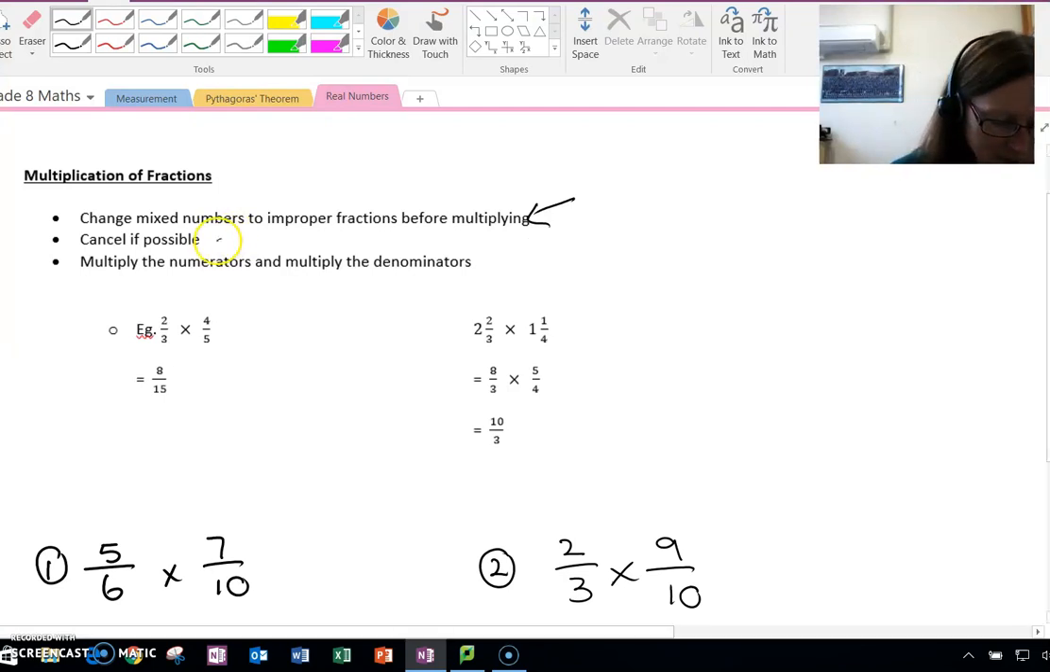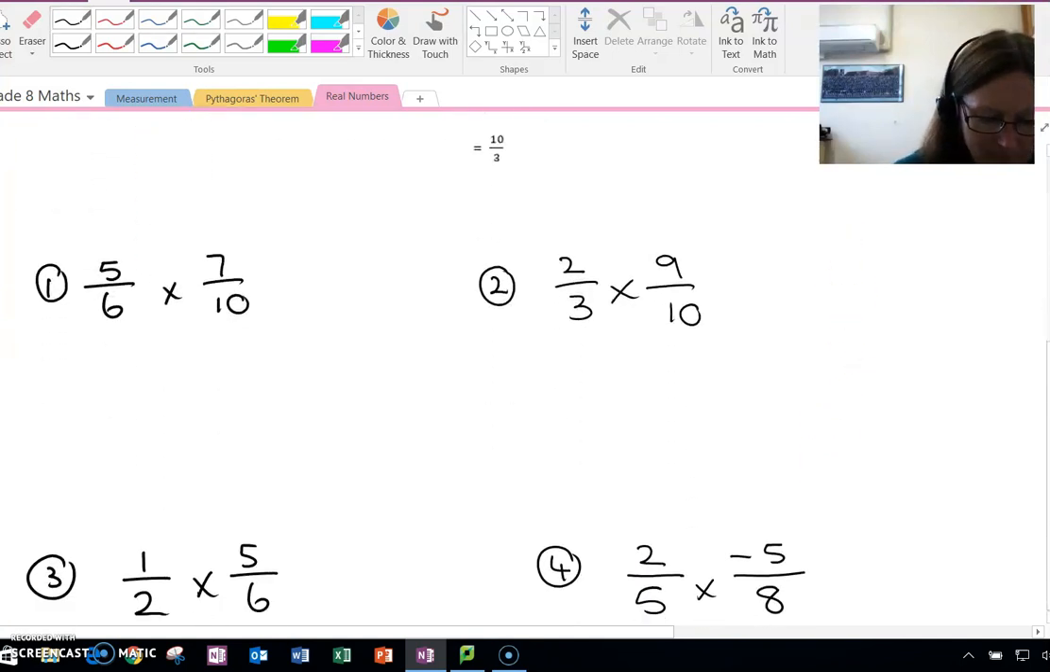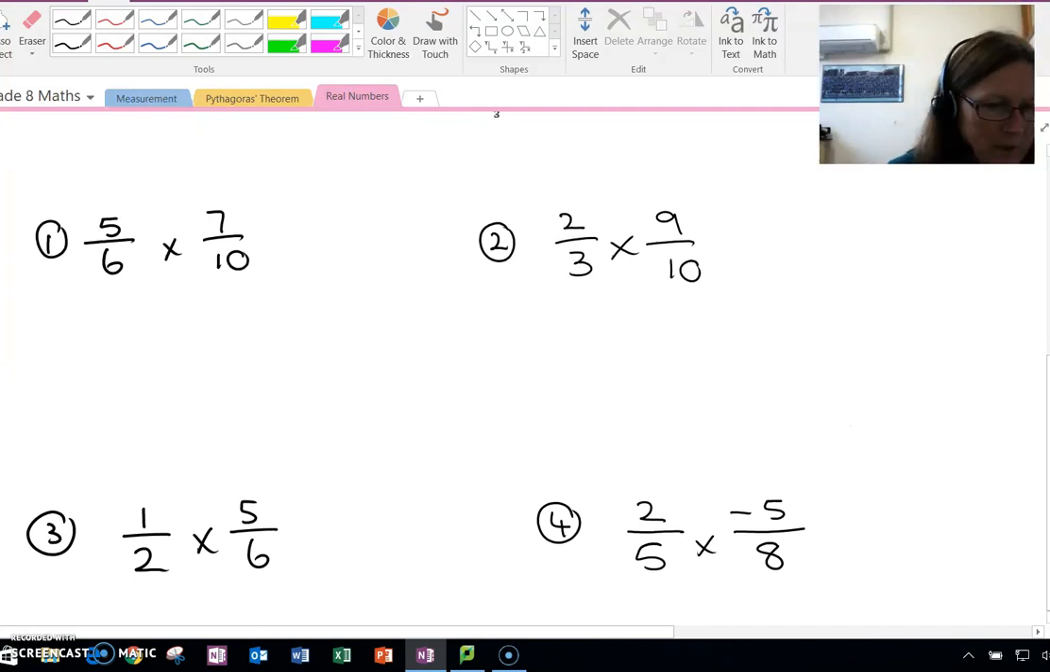We then need to see if we can cancel any number, and then we multiply the numerators and multiply the denominators. So let's look at the 4 examples I've listed here. We need to see if we can cancel any number. Now when we cancel, it has to be a number on the top with a number on the bottom. So is there any number that we can cancel on the top and the bottom?